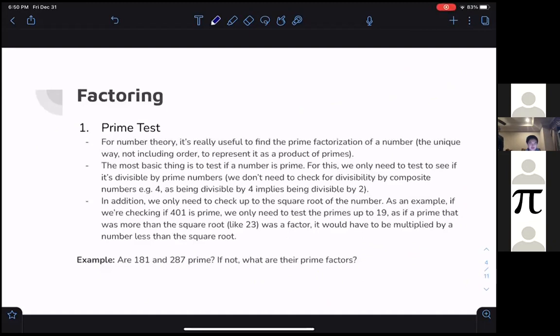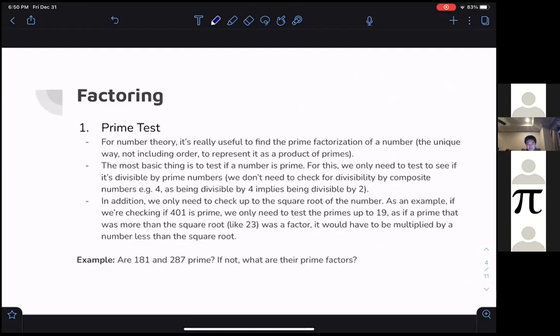Okay, so let's move on to number theory, our topic for today. For number theory, it's often really useful to find the prime factorization of a number, the unique way not including order. Number theory is very centered around primes. So it's very useful to consider what primes divide a number, and how many of them do. And so first check if a number is itself prime. You only need to test to see if it's divisible by prime numbers up to its square root, and we'll see why that is later.